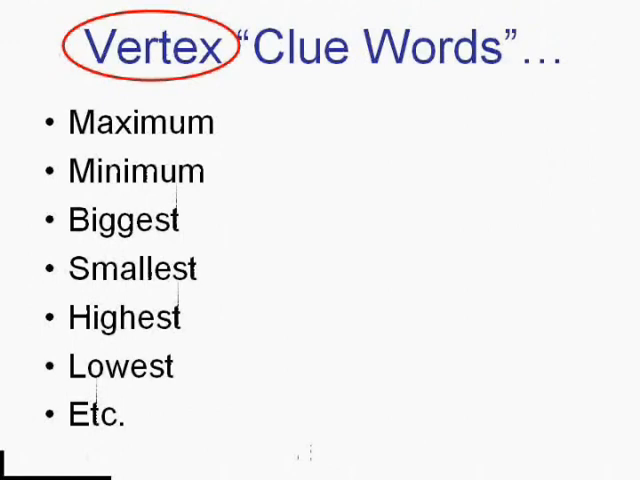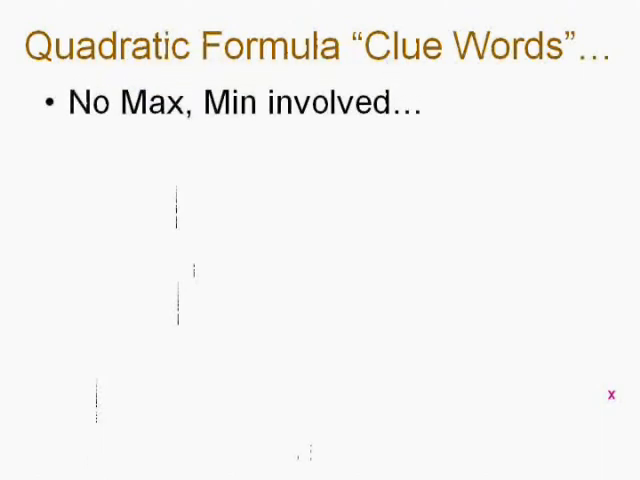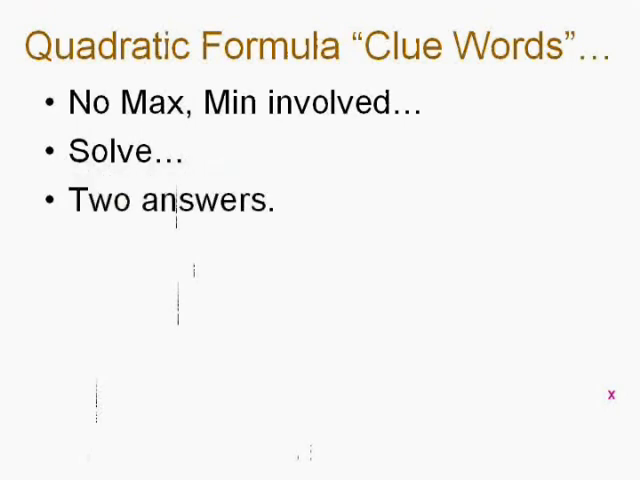As opposed to the quadratic formula, if you're not looking for a maximum or minimum, and one of the key words is they say to solve something. When you're solving an equation, of course, that's going to use the quadratic formula. And remember, the quadratic formula has two answers. So just about any time you're looking for two answers, you should smell the quadratic formula.